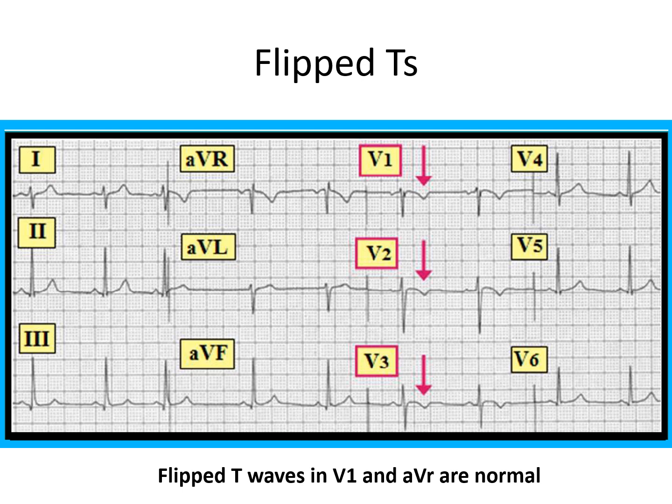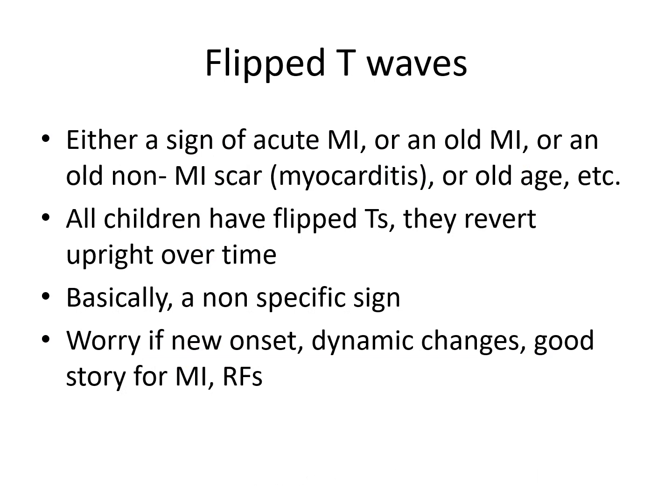So if you look at the flipped T's, first thing to know is that they can be normal. In lead aVR and V1, flipped T's are always normal because those waves in a normal heart are generally negative, and if the QRS and ST segments are concordant, as is normal, that means the ST segments will be negative as well. If you see flipped T waves in the other leads, then you have to think a little bit harder. Now, what do flipped T waves mean? Well, quite honestly, they can mean anything. They could be a sign of an acute MI or a heart strain or an old MI or an old non-MI scar like myocarditis, or they could be simply there because of infiltration and old age.